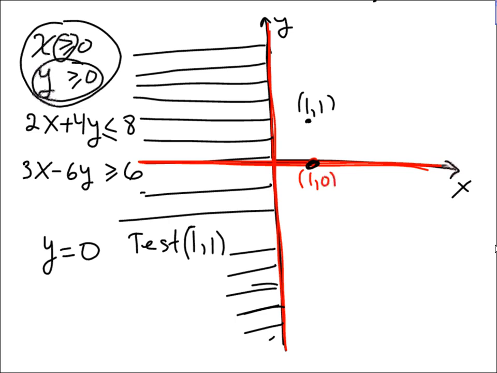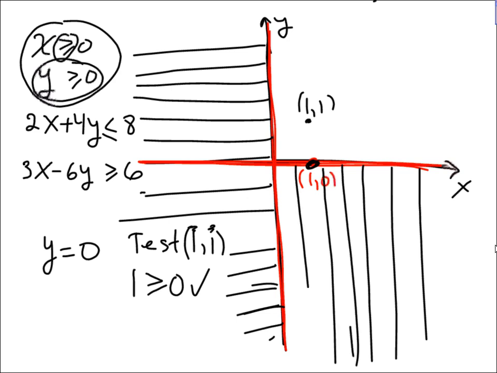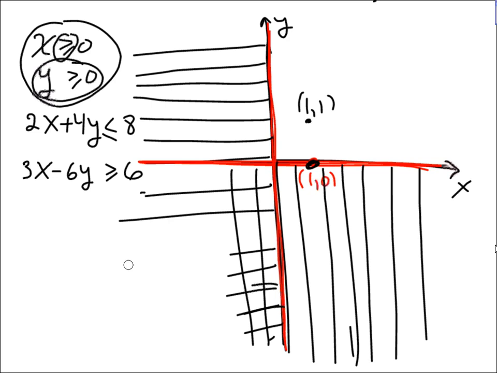Remember, x is 1, y is 1. Is y greater than or equal to 0? Of course it is. So I want to keep all the points above the x-axis, which means I am shading away the bad points. If you notice, the only thing that survived so far is quadrant 1. That's exactly what I said: x greater than or equal to 0 and y greater than or equal to 0 gives us. Now we go to the third line.